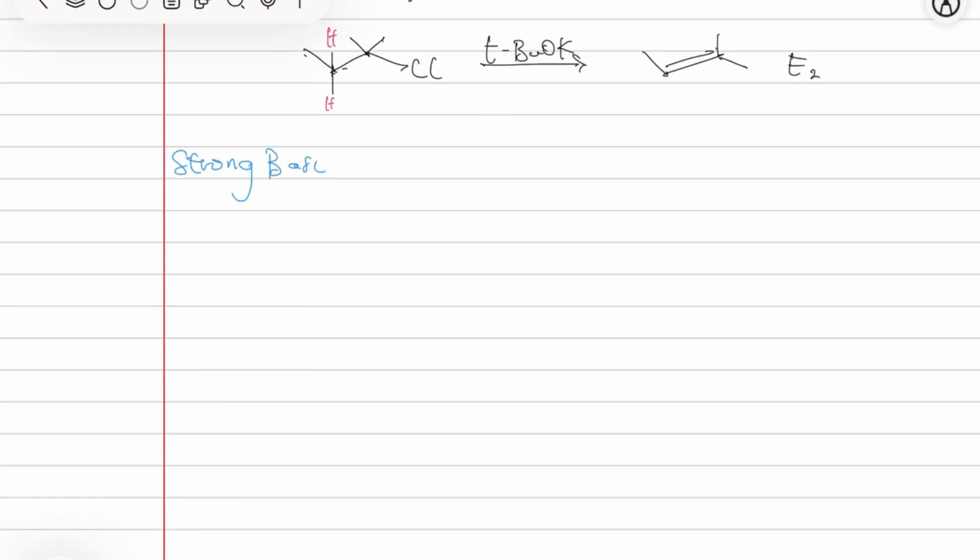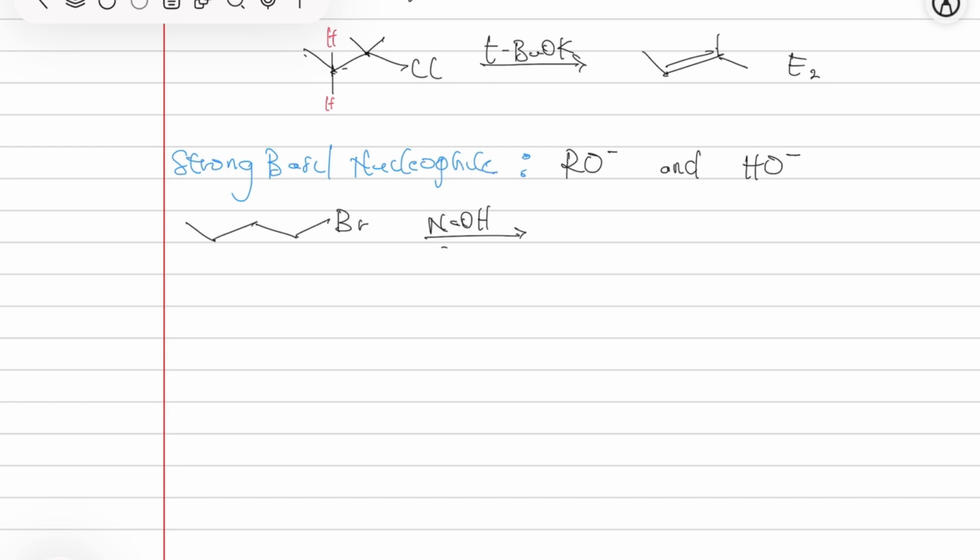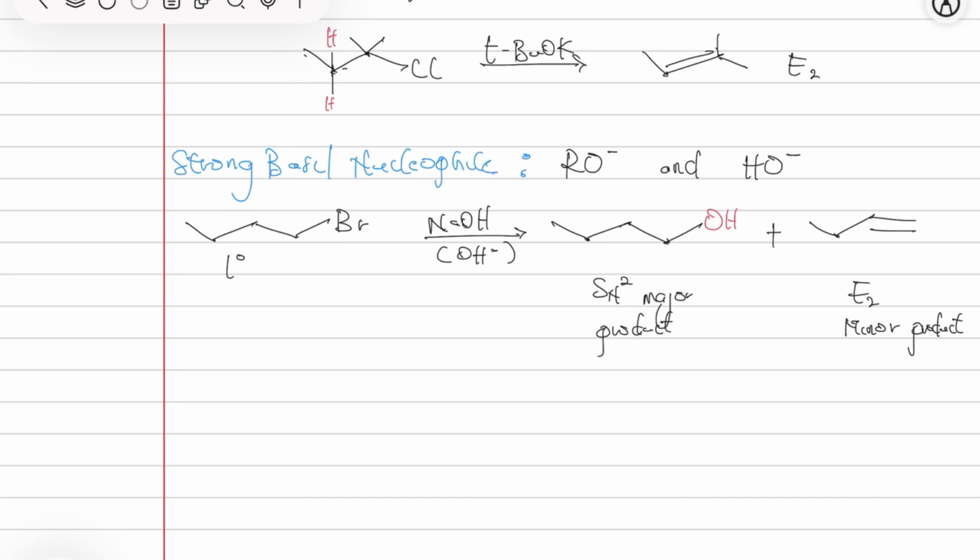Some reagents can also function as a strong base and also as a strong nucleophile. Examples are the alkoxide ion and the hydroxide ion. Because these reagents can function as a strong base and also as a strong nucleophile, we have the possibility of getting more than one product. For example, using this primary substrate with a very strong base and also a very strong nucleophile, we obtain an SN2 product as the major product and also an E2 product as the minor product. We obtain the SN2 as the major product because of the nature of the substrate used, which is the primary alkyl halide.